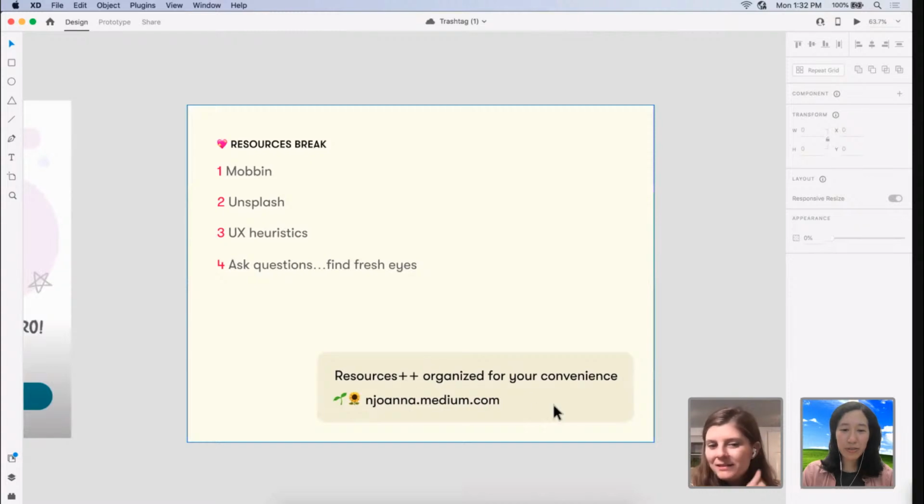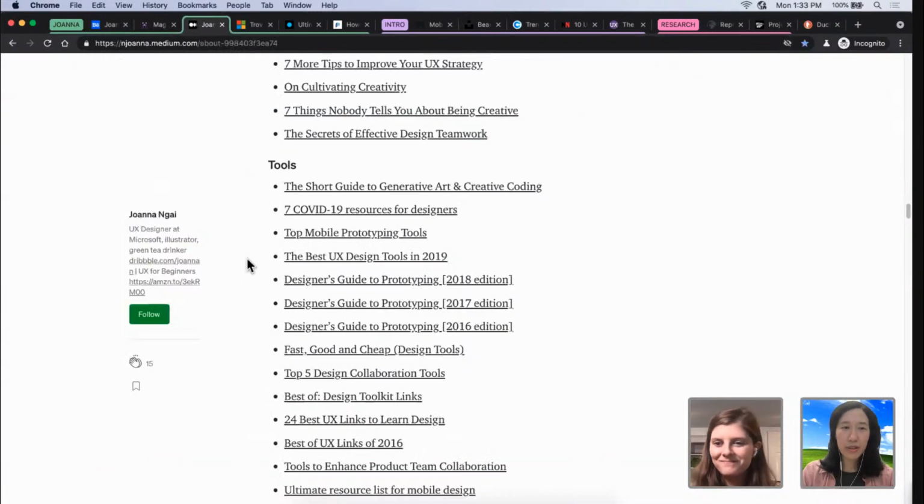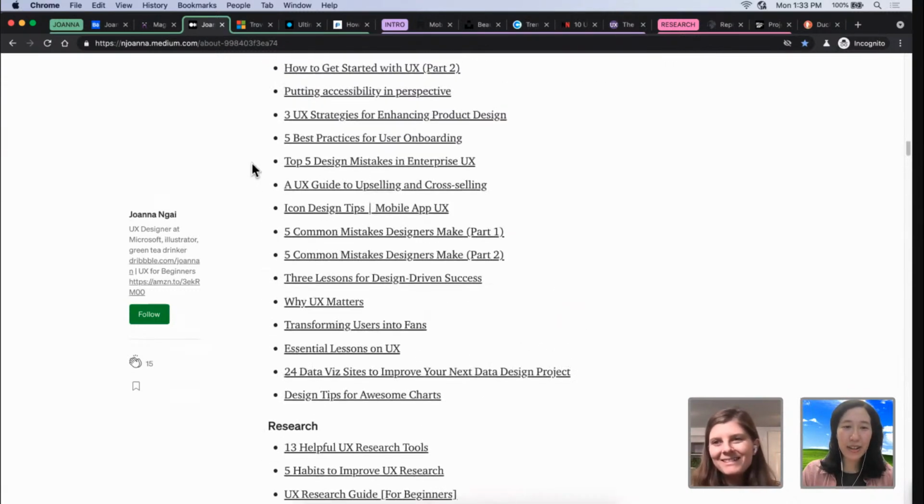Again, shameless plug for Medium, because I have so many resources there. Sometimes I get asked questions about what tools I'm using, or what I'm using for icons or colors. I have a lot of those resources already on my blog, just because otherwise I'll forget them myself. So feel free to check it out, it's in that main about page.